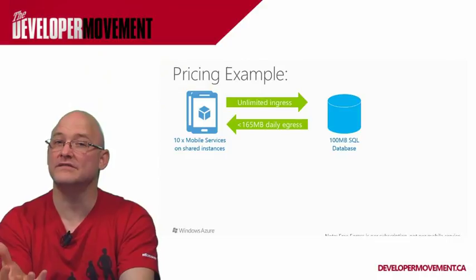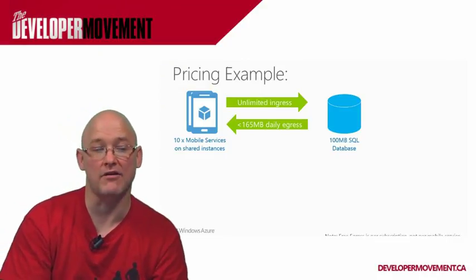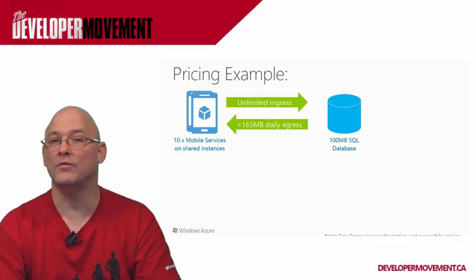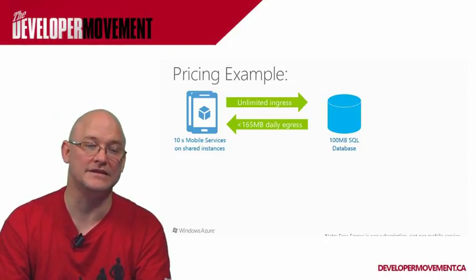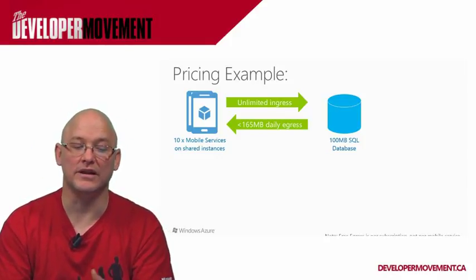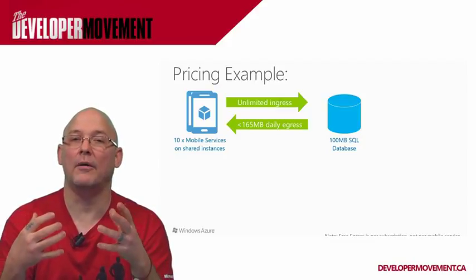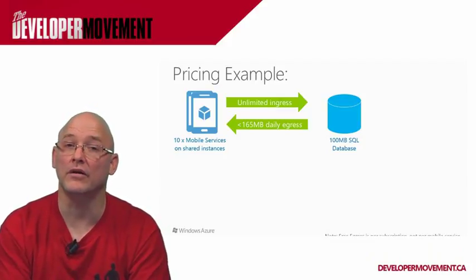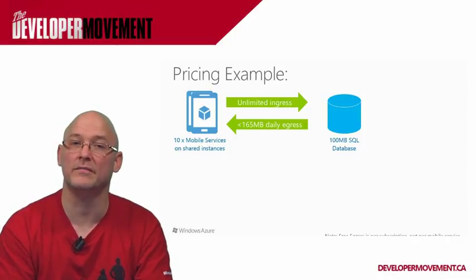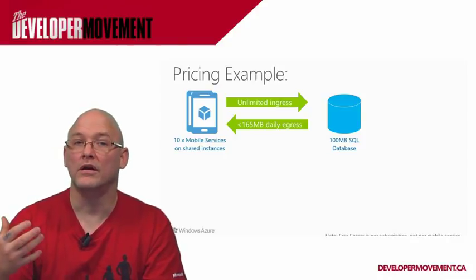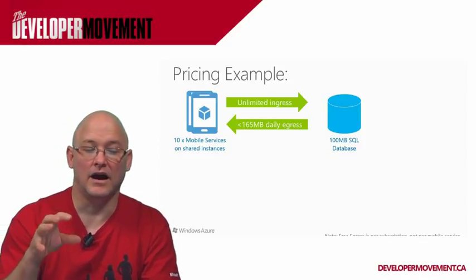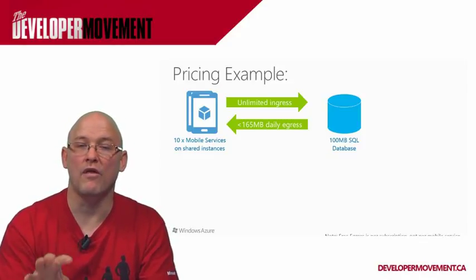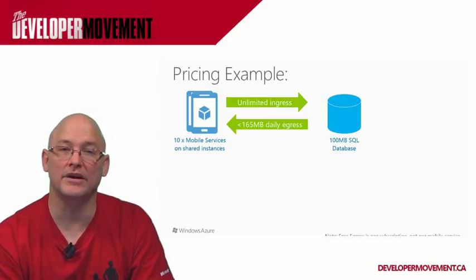Now, it's 165 megs in total, so if I have an application that's sharing between a Windows Phone and a Windows 8 device, or a Windows Phone and an Android device and an iOS device, I have to realize that that is 165 megs in total. Okay, so I have to be aware of that. It's not 165 megs per platform or per specific outbound call set. It is 165 megs for that particular mobile application service.